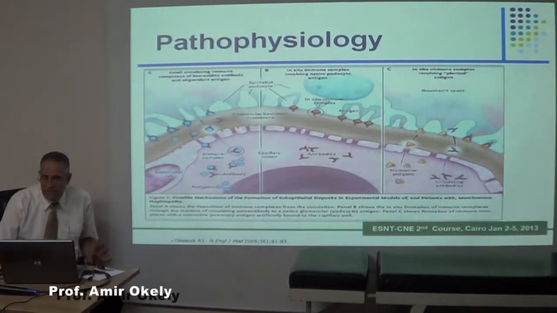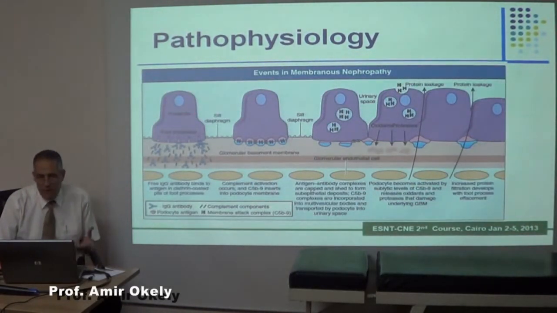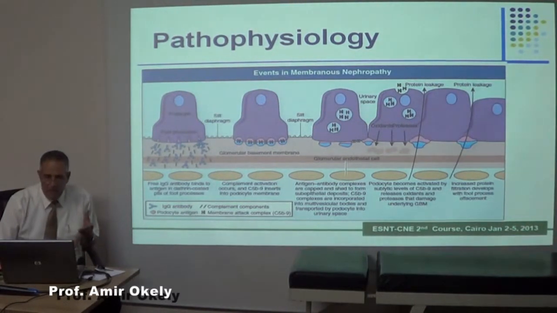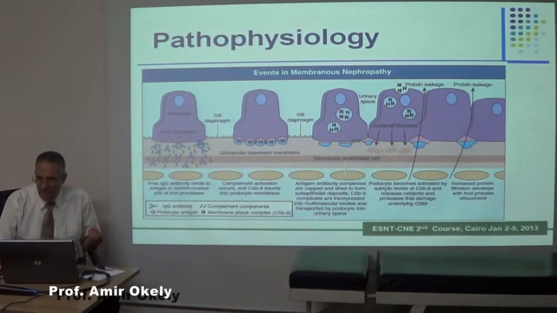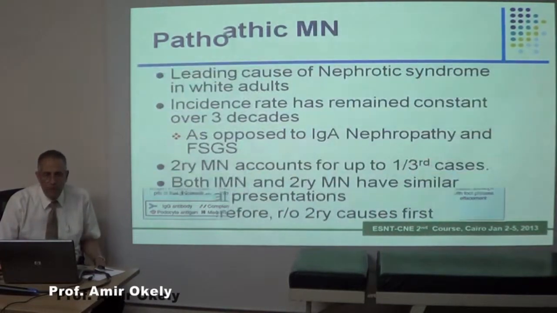What is the sequence of this deposition of the immune complex and the pathophysiology of membranous nephropathy? As we said, antigen-antibody deposition leading to complement activation, especially membrane attack complex, and to disruption of the glomerular basement membrane and development of proteinuria and nephrotic syndrome. This is the sequence that usually occurs in membranous nephropathy.